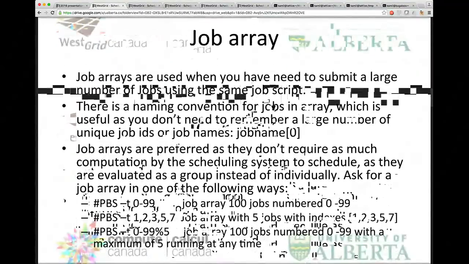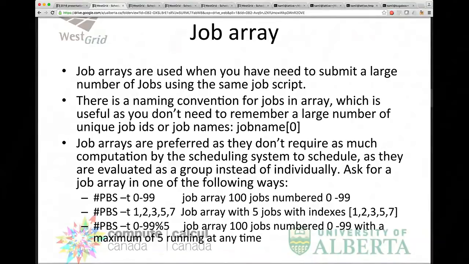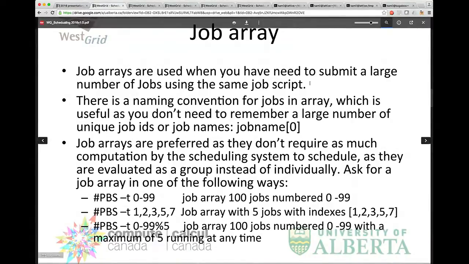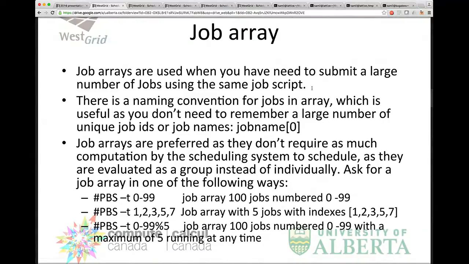And here is a great thing, a job array. Job arrays are used when you need to submit a large number of jobs with the same job script. Say you want to do a parameter search, you have a whole bunch of different parameters. You want to run the simulation with different parameters put into it. You probably don't want to name each of these things individually. You probably want the whole parameter sweep to have a name and just look at the individual components of it. So there's a naming convention for jobs in an array, which is useful if you don't want to remember a large number of unique job IDs. This is how it would look, whatever the job name is, and then the square brackets around the number.